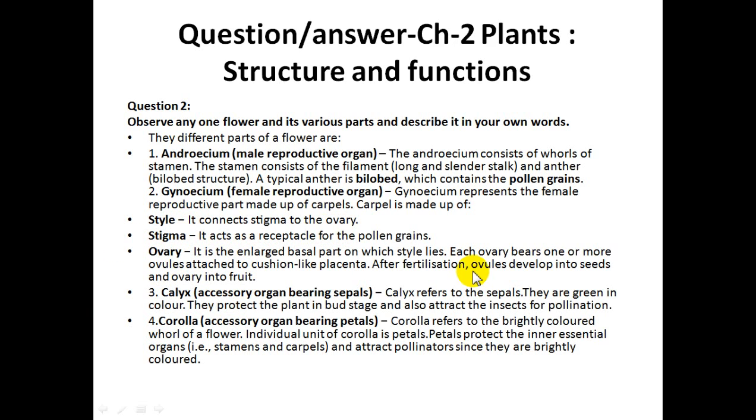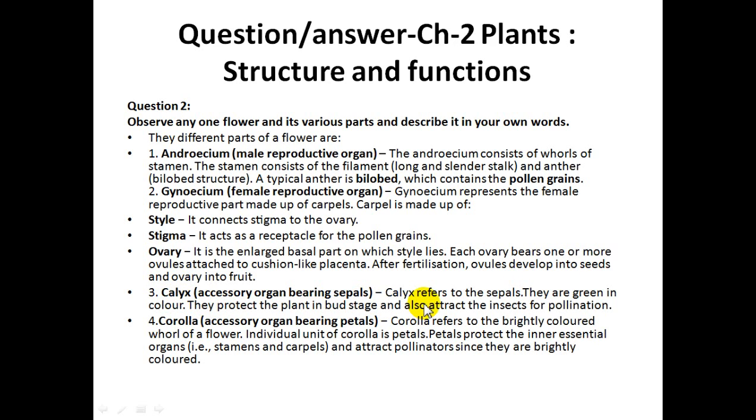Stigma, it acts as a receptacle for the pollen grains. Ovary, it is the enlarged basal part of the style. Each ovary bears one or more ovules attached to a cushion-like placenta. After fertilization, ovule develops into seeds and ovary into a fruit.